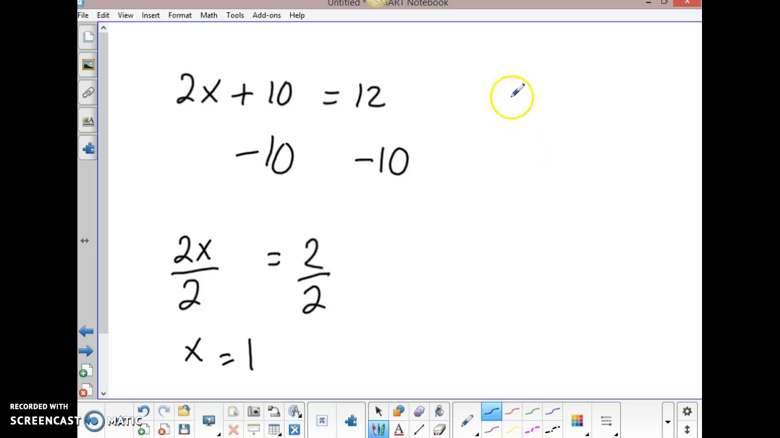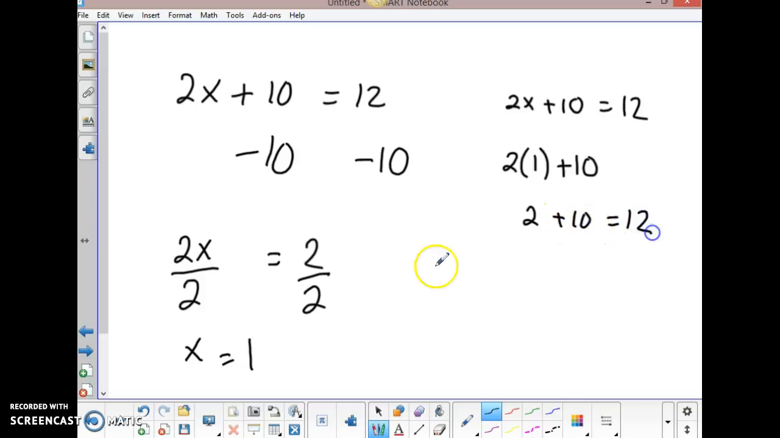Well, let's check if our solution is correct or not. Our original equation looked like this: 2x plus 10 equals 12. Let's take the 1 that we got for x and plug it in and check. So 2 times 1 plus 10. Does that give me 12? Well, 2 times 1 is 2, plus 10 is 12. So our answer must be correct.